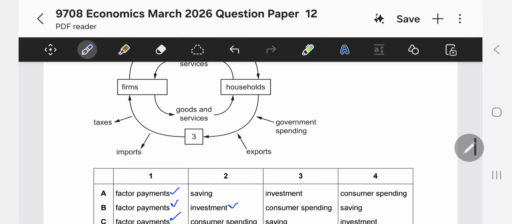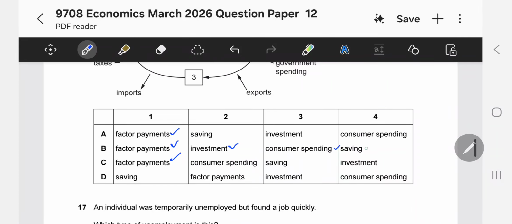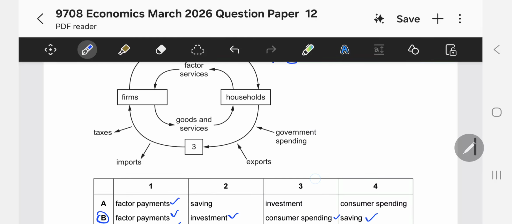Let's look at 3. 3 would be consumer spending, that's true. And 4 will be a leakage, so that is true. Saving is a leakage. You should know this by now. If you don't know, I'm just going to draw a table here and show you the leakages. And I'm going to show you the injections here. I'm just going to write J and I to say injection. So the first injection would be investment.